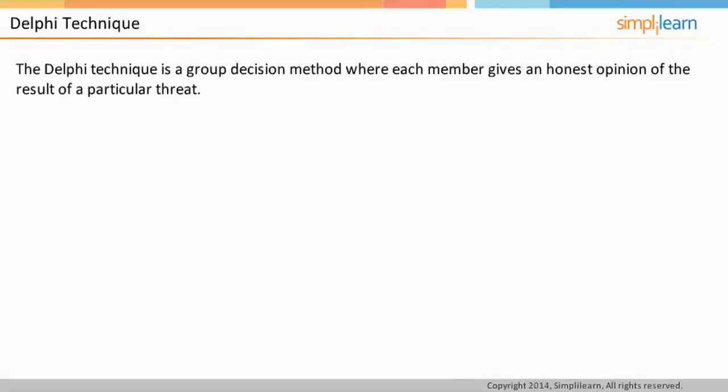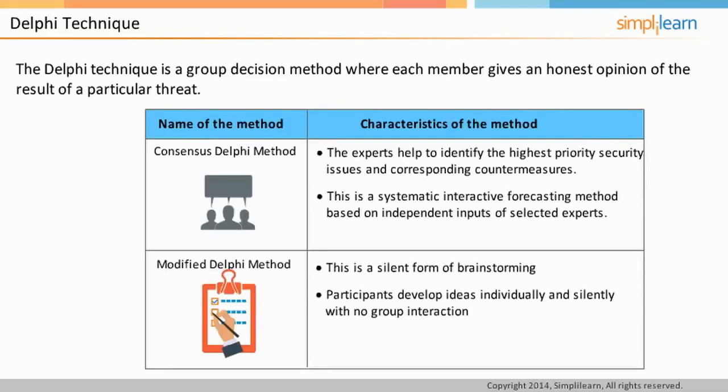Delphi technique is the most important qualitative technique from the point of view of the exam. It is a group decision method used to ensure that each member gives an honest opinion of what he or she thinks the result of a particular threat will be. This avoids a group of individuals feeling pressured to go along with others' thought processes and enables them to participate in an independent and anonymous way. Delphi technique has two methods, consensus Delphi and modified Delphi method.